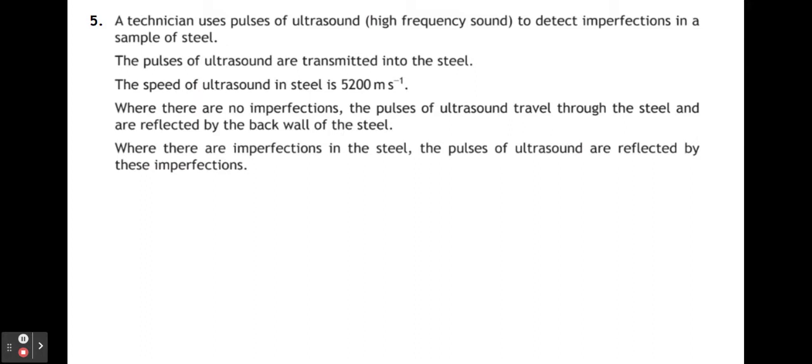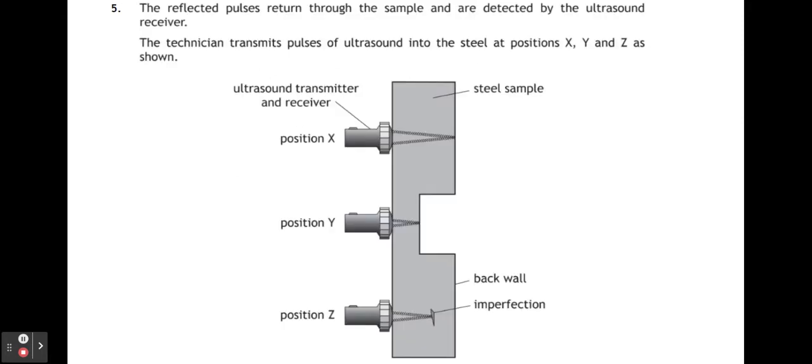Where there are no imperfections, the pulses of ultrasound travel through the steel and are reflected back by the back wall of the steel. Where there are imperfections in the steel, the pulses of ultrasound are reflected by these imperfections. The reflected pulses return through the sample and are detected by the ultrasound receiver. The technician transmits pulses of ultrasound into the steel at positions X, Y, and Z as shown.